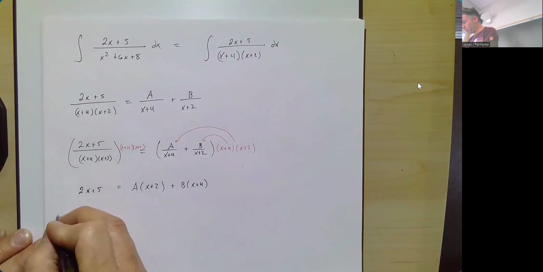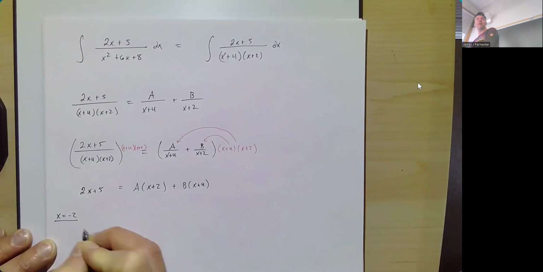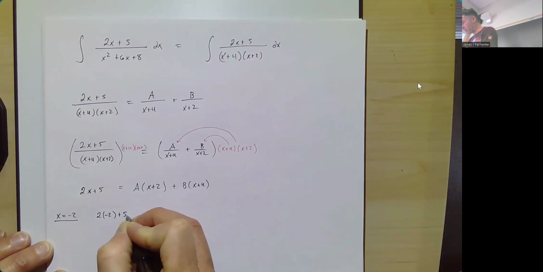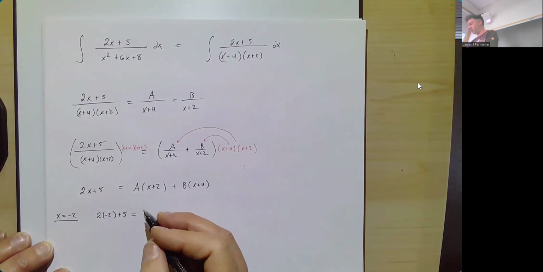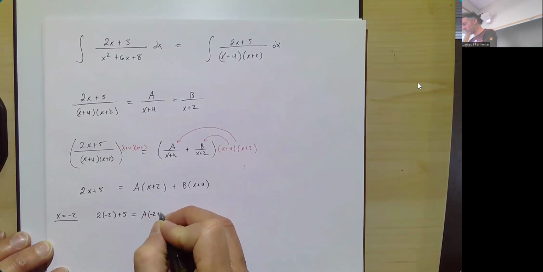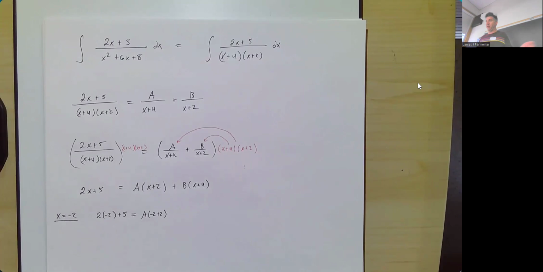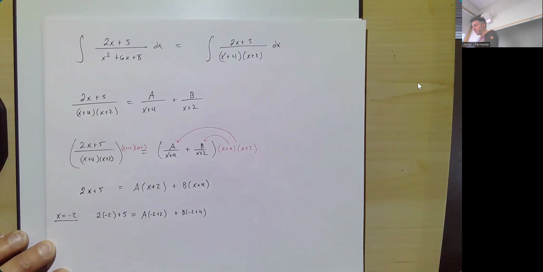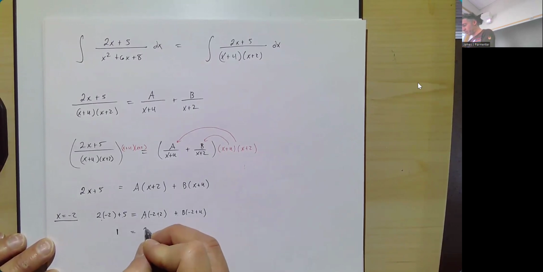So we can do that. Let's do it. We're going to pick x equal to -2, and then we're going to plug it in for every x. So we're going to get 2 times -2 plus 5 equal to, I don't even really want to write it, but I will write a times -2 plus 2. But we should just know that that's going to be 0. Plus b times -2 plus 4. And then simplifying, on the left-hand side, I have -4 plus 5, which is 1. On the right-hand side, I have a times 0, which is 0, plus b times -2 plus 4, which is 2. And then solving for b, I get 1 divided by 2 is equal to b. Great.